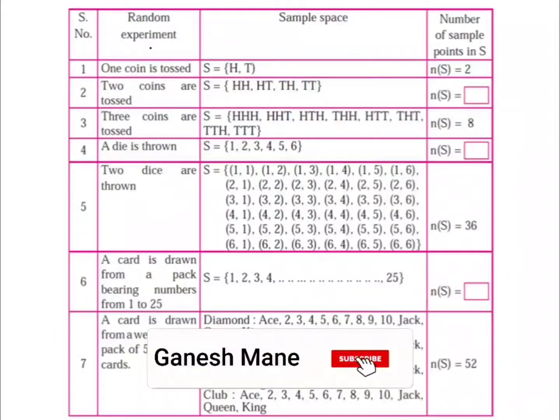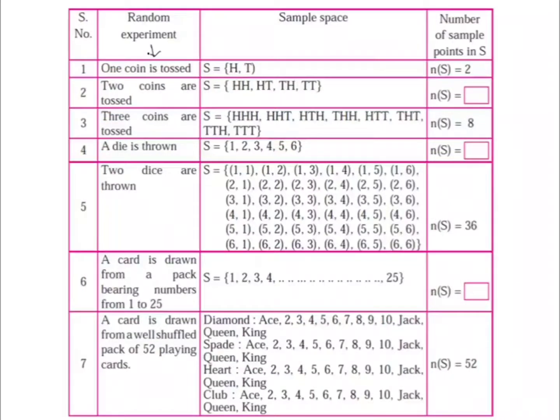In the second column, the random experiments are given, for which we have to find all the possible outcomes for that random experiment, which is written as a sample space in the third column, and in the last column we have the number of sample points, that is n of s in the sample space.